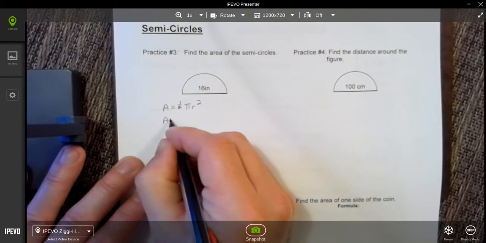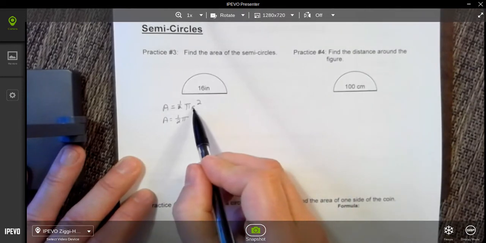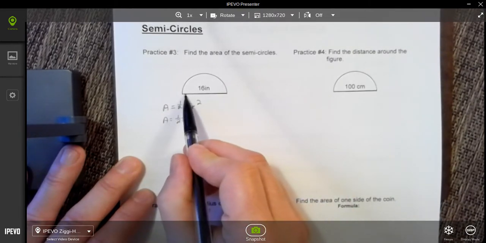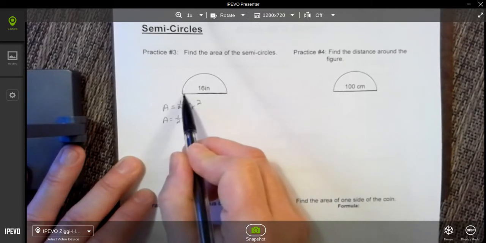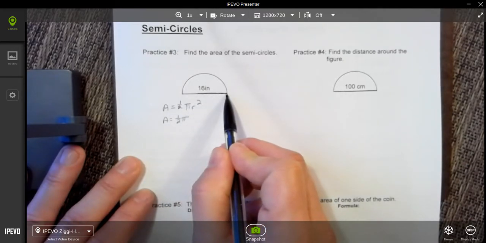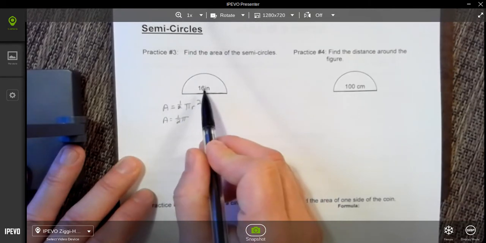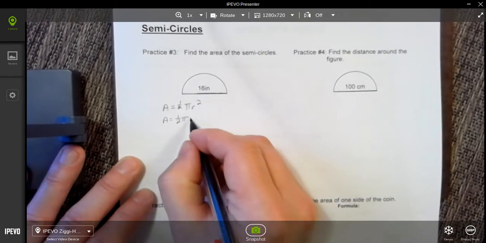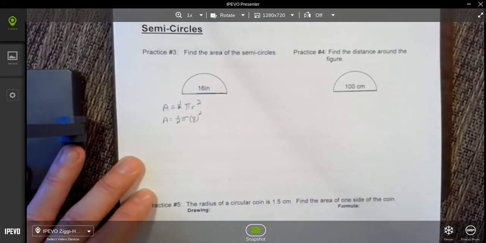Okay, and so now we're ready to do a substitution. And I need to know the value of the radius. Well, looking at this length here, if I imagine this was a full circle, 16 inches would end up being the diameter. But I need the radius. Radius is half the diameter, so I'm going to do 16 divided by 2, which is going to give me 8 for my radius.